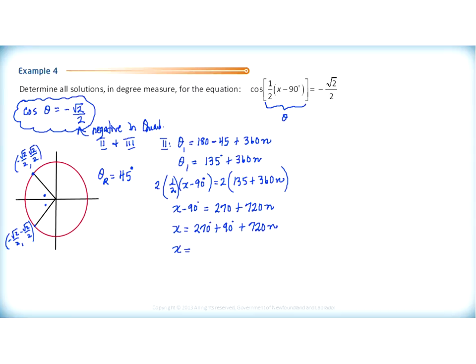So one value of x is 360 degrees plus 720 n. This represents one set of solutions for this equation.